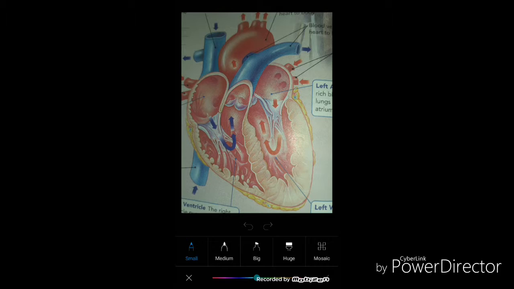Now I'm going to tell you about the things inside the heart. Okay, see this? This is the left atrium. The plural of atrium is atria. So this and this are atria. This one is the left atrium and this one is the right atrium.